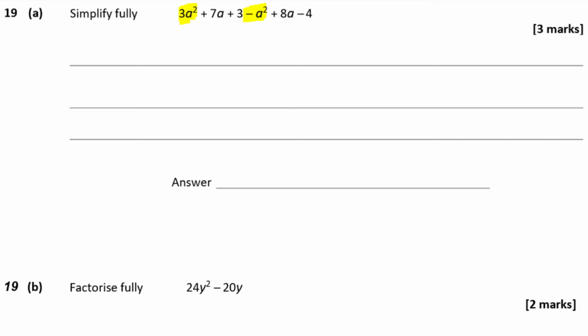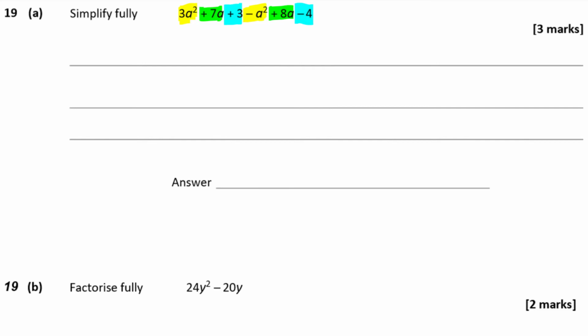Now notice when I highlighted a squared, I highlighted the symbol that was in front of it, because that negative sign belongs to the a squared. Then I've got a plus 7a and a plus 8a. So I've got 2 terms in a. And then finally I've got 2 numbers, or constants we sometimes call them. I've got a 3 and a minus 4. So we're going to collect those together, one after the other.